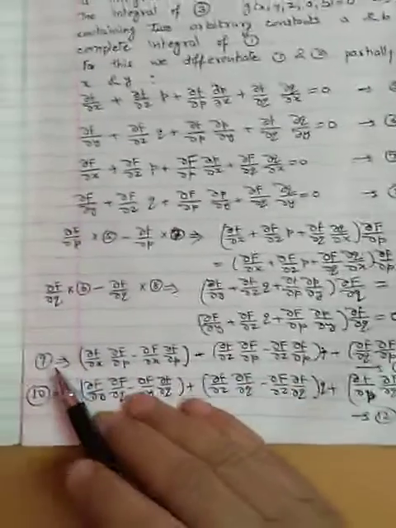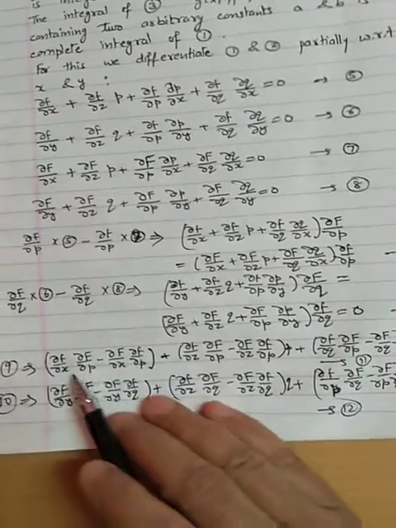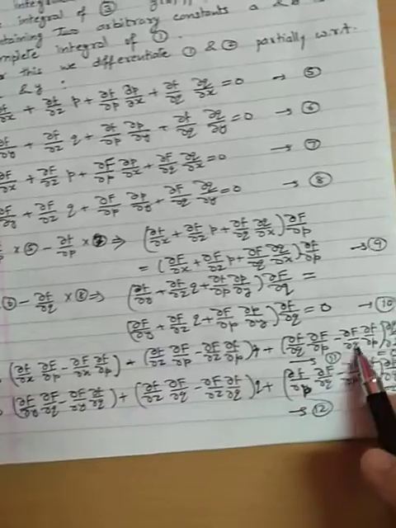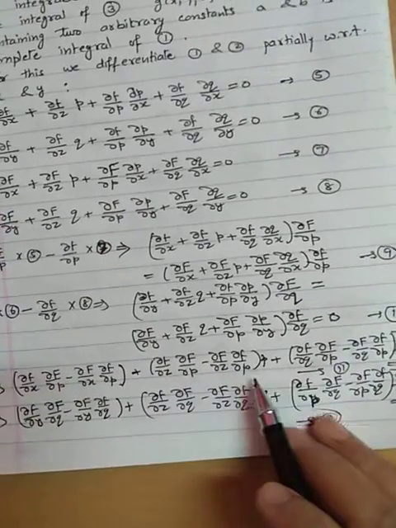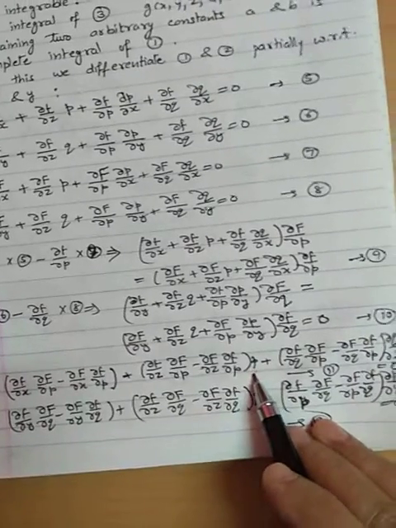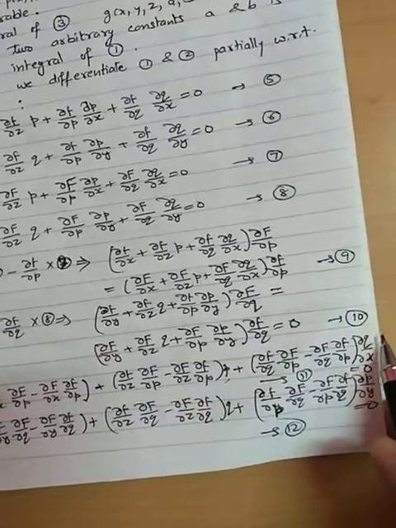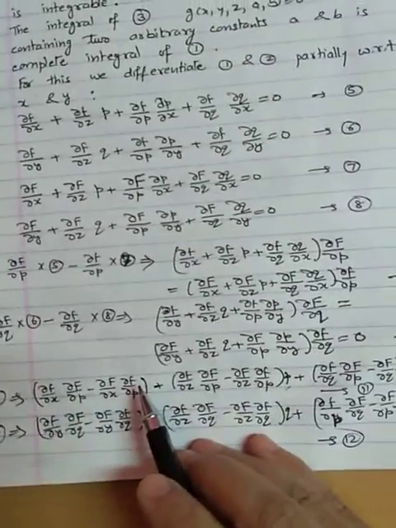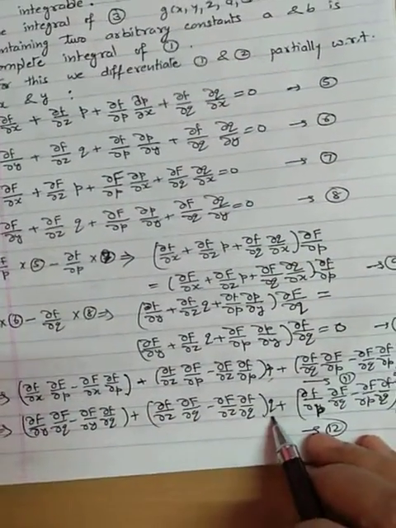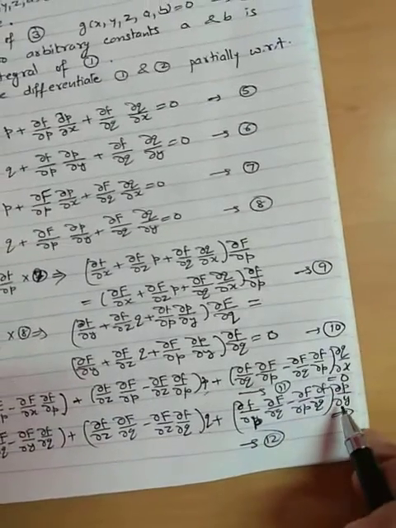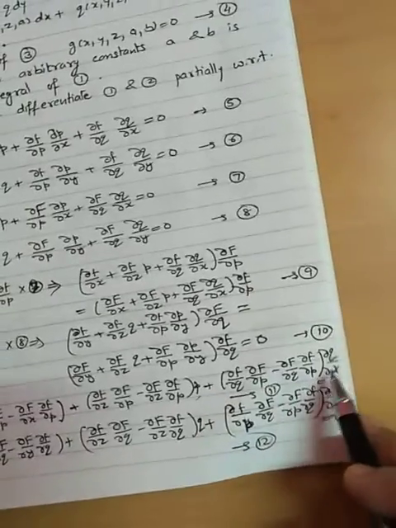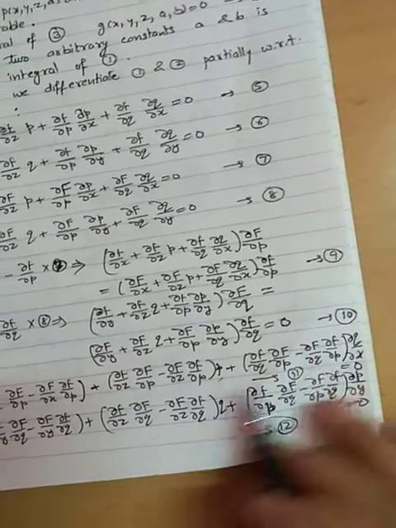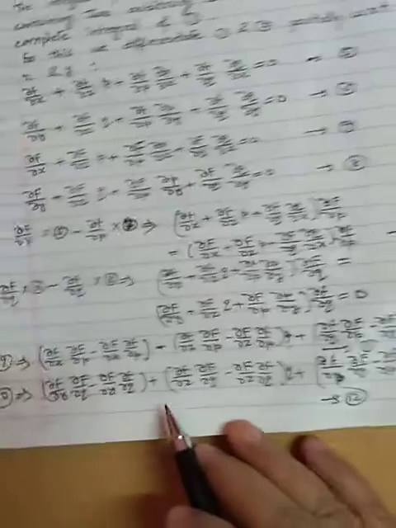Now this equation 9 can be written like this. We have taken here the coefficient of p, this is the coefficient of ∂q/∂x, and then we have the remaining terms. This is the coefficient of q, here we have ∂p/∂y, and these are the remaining terms. So this is equation number 11, this whole, and this is equation number 12.